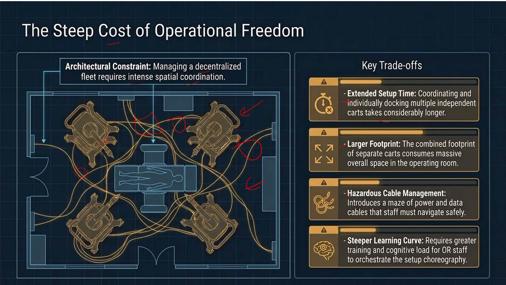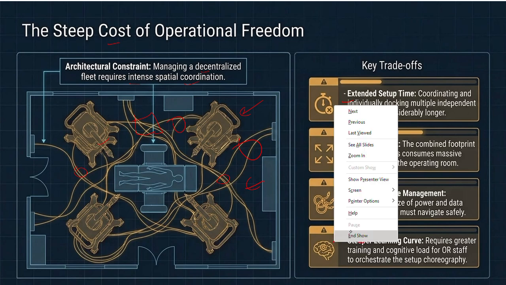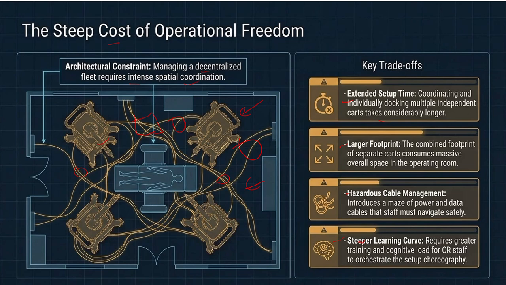Okay. And the hazardous cable management. If you see, a lot of cables are there, and the steeper learning curve. Why are they saying so? It is difficult for the technical staff to learn where they have to keep the arms. For different cases they have to take the arms from different positions. Even technicians are aware that they have to do the patient position, the table position. So again it comes to the modular cart. They have to learn the position of the arm cart also. That's why it is called a steeper learning curve.